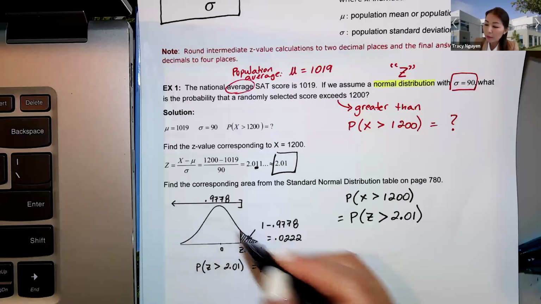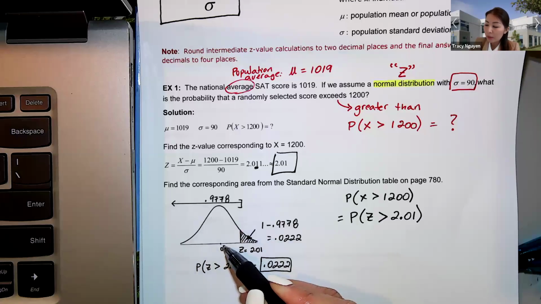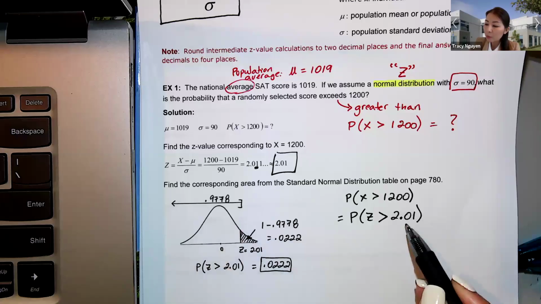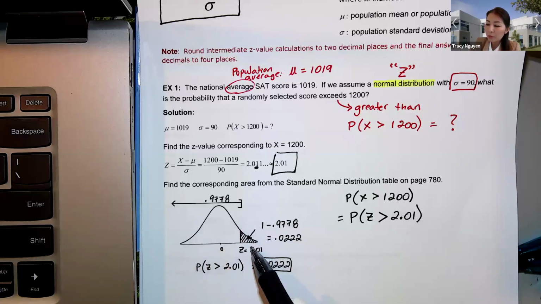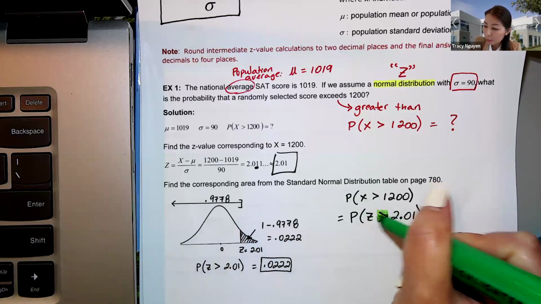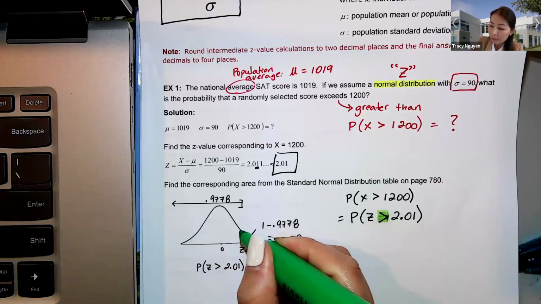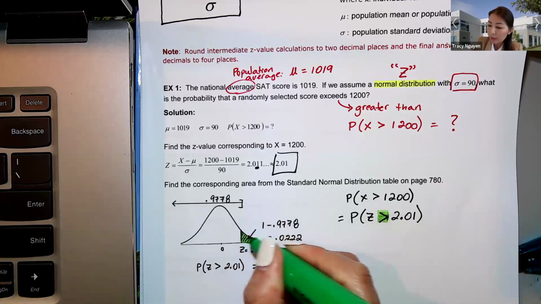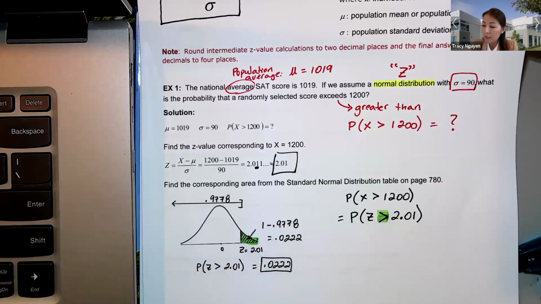We draw our curve, mark 0 in the middle. Our z is positive 2.01. We're going to mark it to the right of 0 because positive means to the right. Now, what region are we interested in? We're interested in greater than. You see the arrow is pointing to the right, meaning the shading should take place to the right of z equal to 2.01 as well.